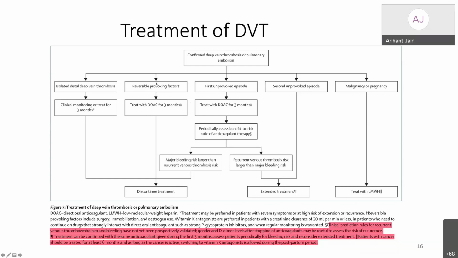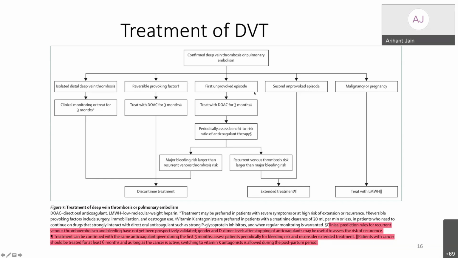If it is a reversible provoking factor, then typically you will treat it for 3 months. You can use a DOAC or you can use low molecular weight heparin or vitamin K antagonist depending upon the affordability. Nowadays, most people would prefer a DOAC. So this is for provoked DVT.